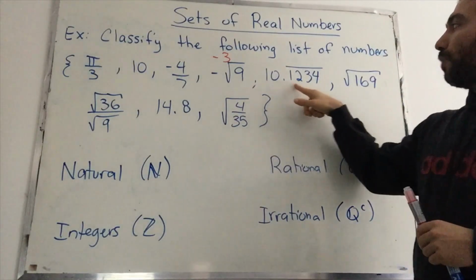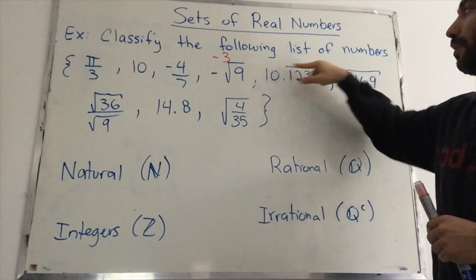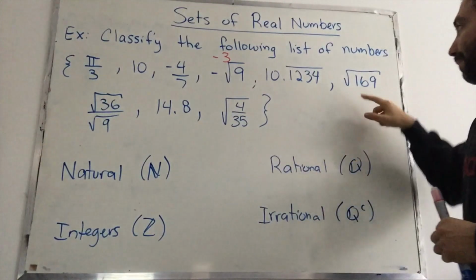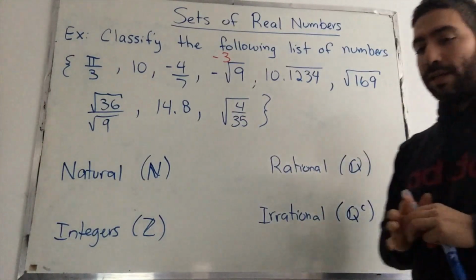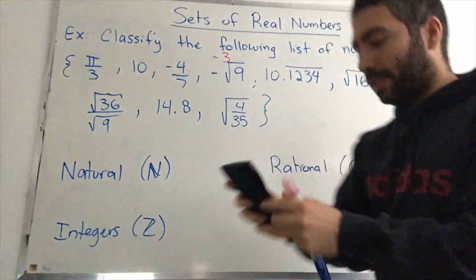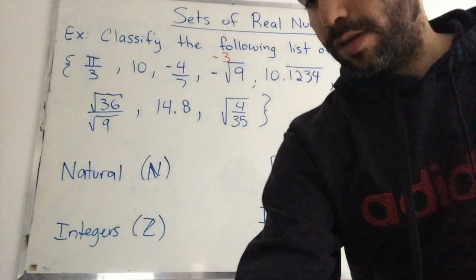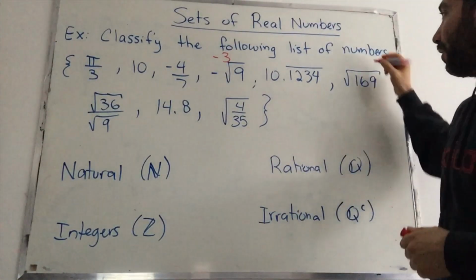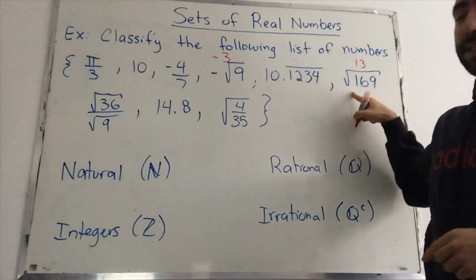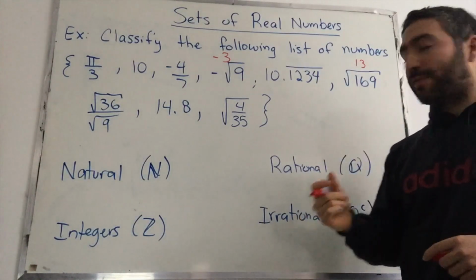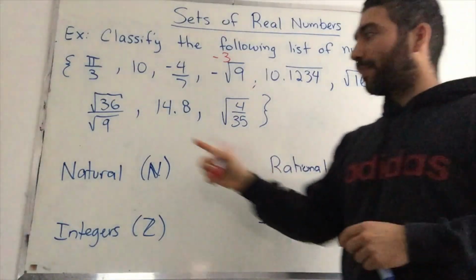The next one, 10.1234, we see a repeating. There's a bar on top. So you should have an idea where to classify that. Square root of 169. Let's use our calculator. Can we simplify this? On the calculator, this gives us really just 13. So it looks like it's irrational because we have a square root, but be careful, always simplify first. In this case, it's not.